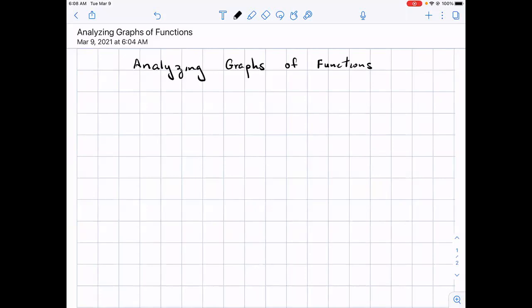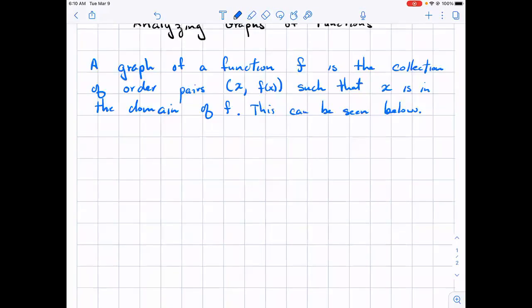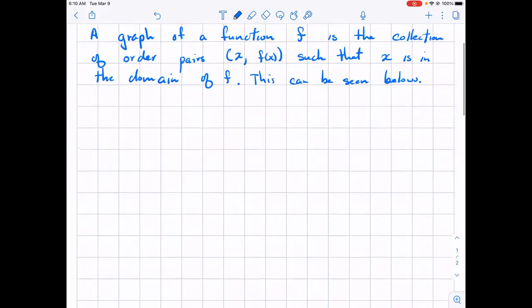So just as a brief introduction, the graph of a function f is the collection of ordered pairs x comma f of x, such that x is in the domain of f. So let me just write that down and then we'll look at what that means. Once again, a graph of a function f is the collection of ordered pairs x comma f of x, such that x is in the domain of f. So what does that really mean to us?